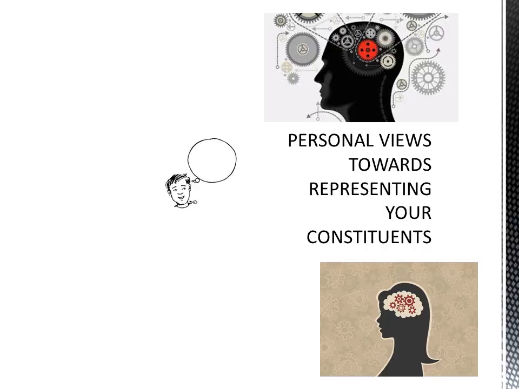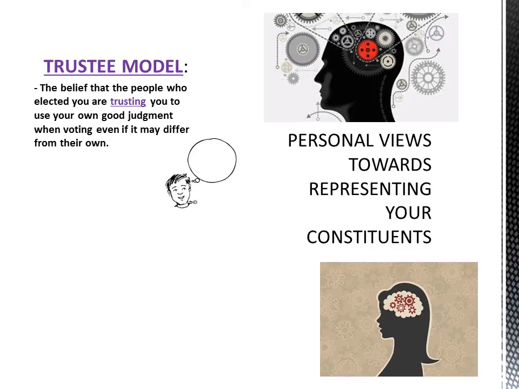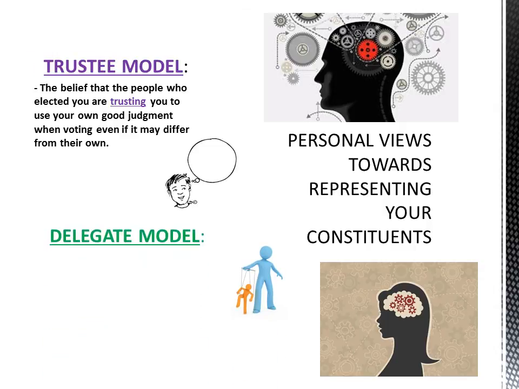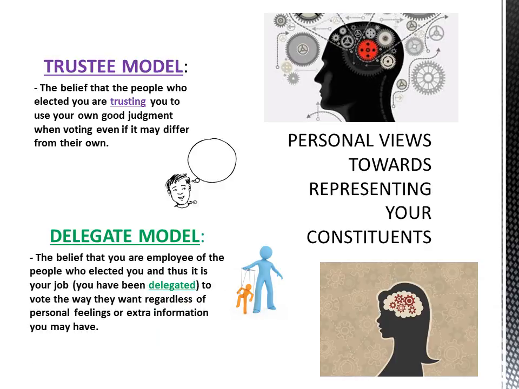Some members of Congress believe in the trustee model. That is, that they believe that the people who elected them to Congress are trusting them to use their own personal judgment when it comes to voting on bills, even if that judgment call may differ from what many people in the district want. Others believe that when they were elected to Congress, they were chosen as delegates, and that they are effectively employees of the people who sent them there, meaning that they must vote the way that the people of their district wish for them to vote, regardless of what their personal feelings might be or what extra information they may have been given.